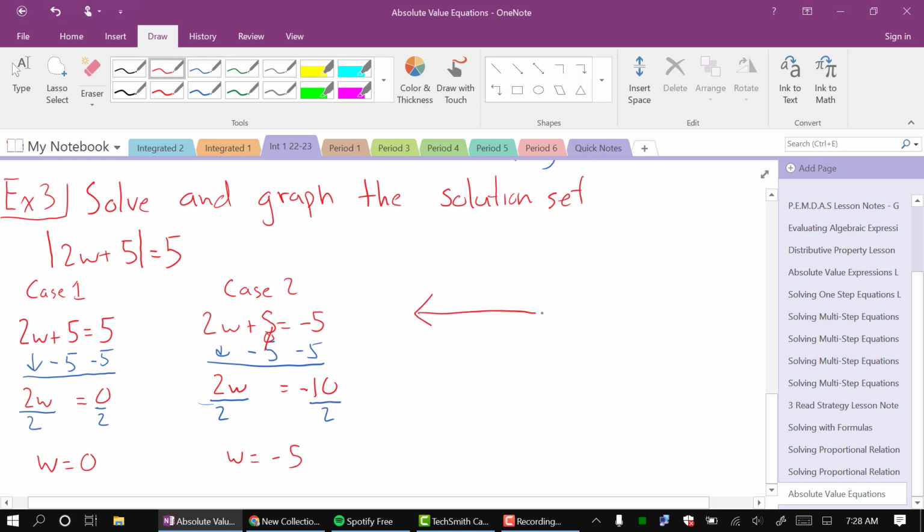So let's build the number line for this. And then we're going to plot our points. So our first one is at 0, and our second one is at negative 5. So here is the solution set for this problem.